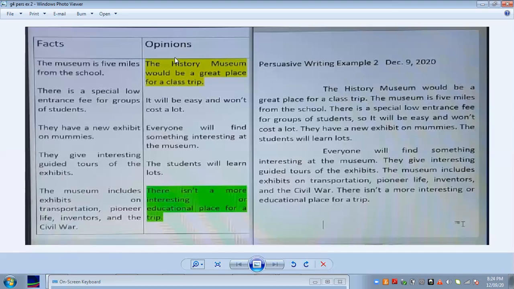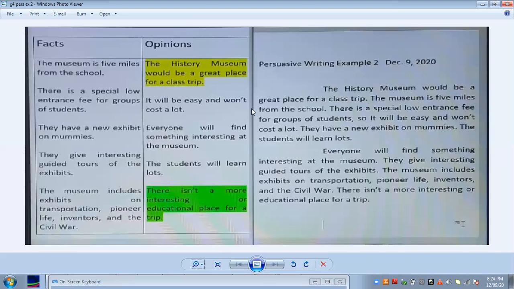Now, opinions, again, opinions are what we think. The History Museum would be a great place for a class trip. This is an opinion because maybe I think the History Museum is a great place for a class trip, but maybe another teacher thinks it's not a great place to go for a class trip. Maybe the students don't think it's a good idea. Okay, so this is the writer's opinion.